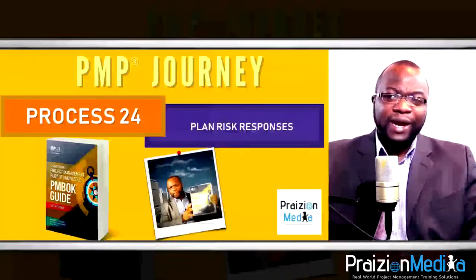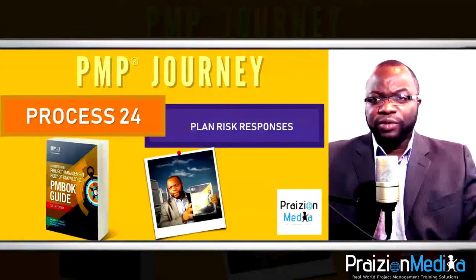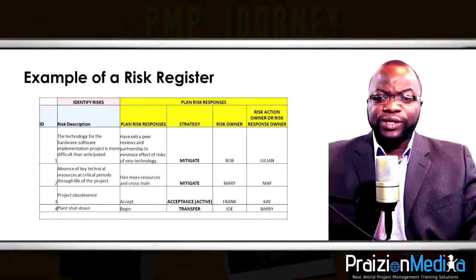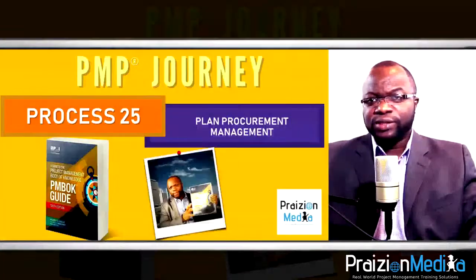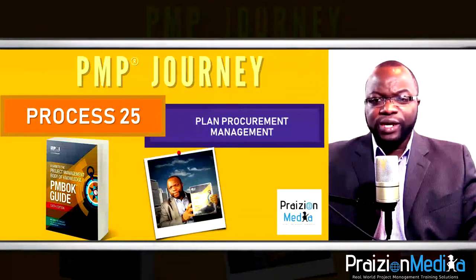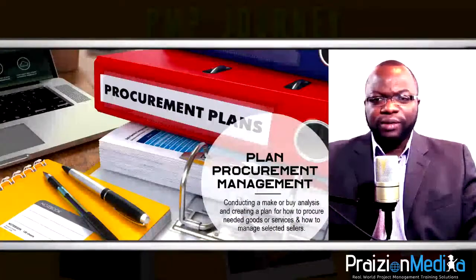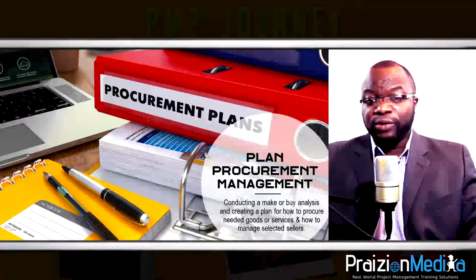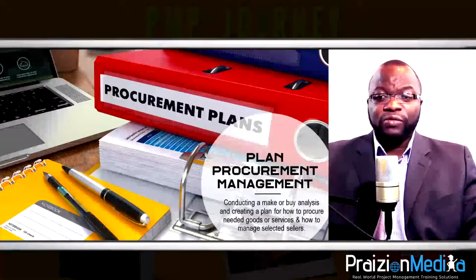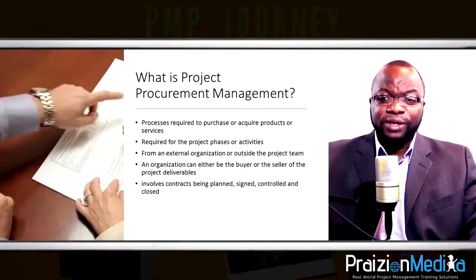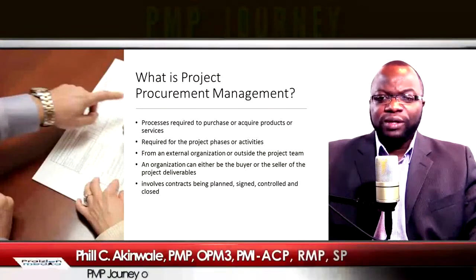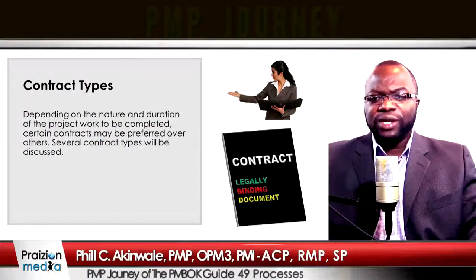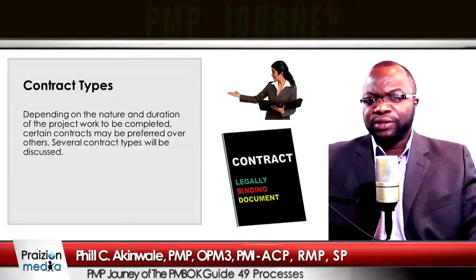Process 24, plan risk responses. In this process, this is where the project manager and stakeholders plan responses to the risks that have been identified. Process 25, plan procurement management. All you need to think about in procurement management is, what do we need to purchase? Do we need to procure any services or goods from an external firm? Do we need to purchase supplies? Do we need extra help? This is where you plan how to do it, the contract types involved, and how you would carry out the entire procurement or contracting process.